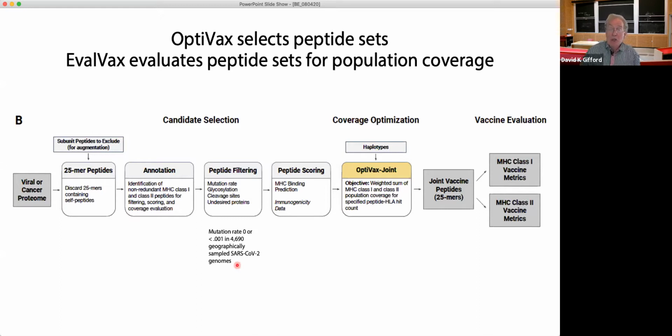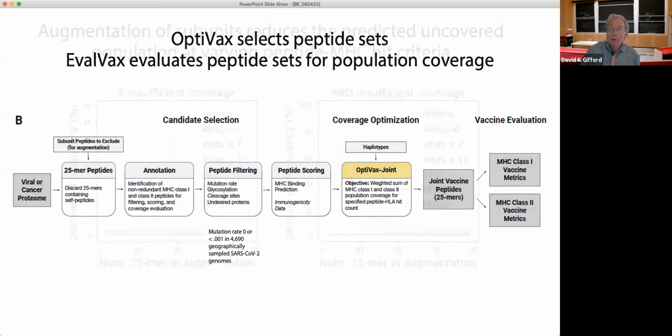And we can eliminate peptides that are glycosylated, that contain cleavage sites, or that are contained in parts of the proteome that we don't want to consider. We then can score all the peptides for their binding to all the various HLA alleles, and then we can perform our joint optimization to maximize population coverage given a target number of peptide-HLA hits, and then later on evaluate our vaccine using various metrics.